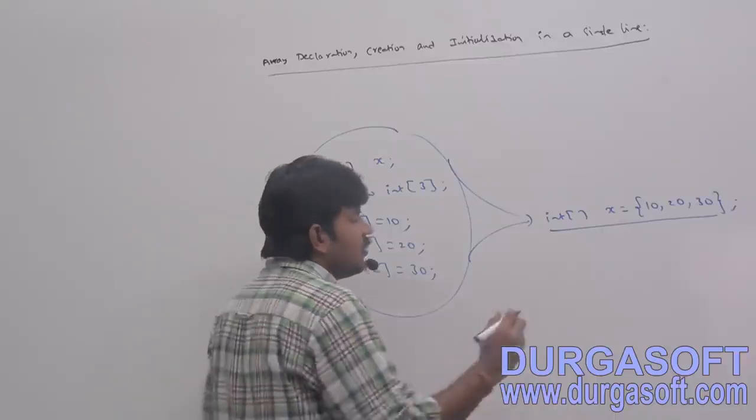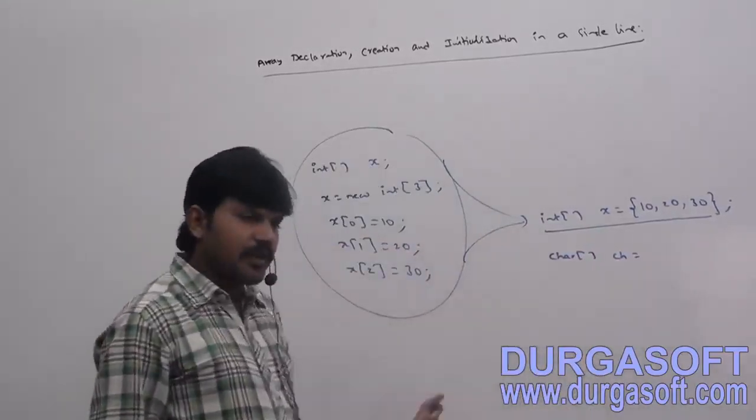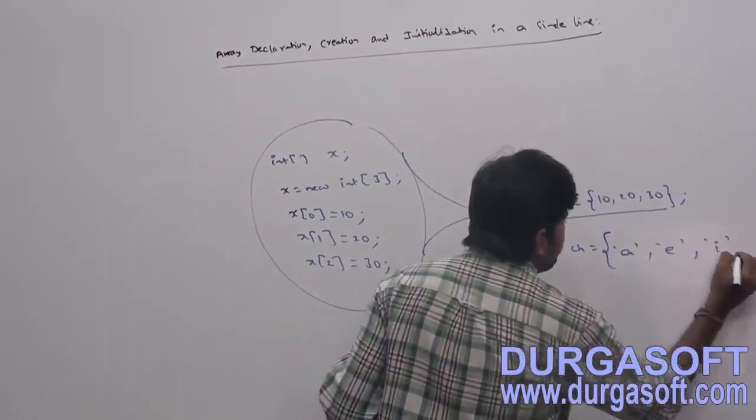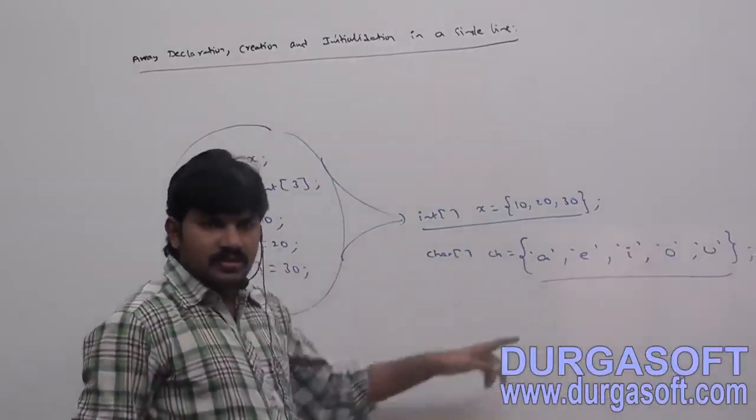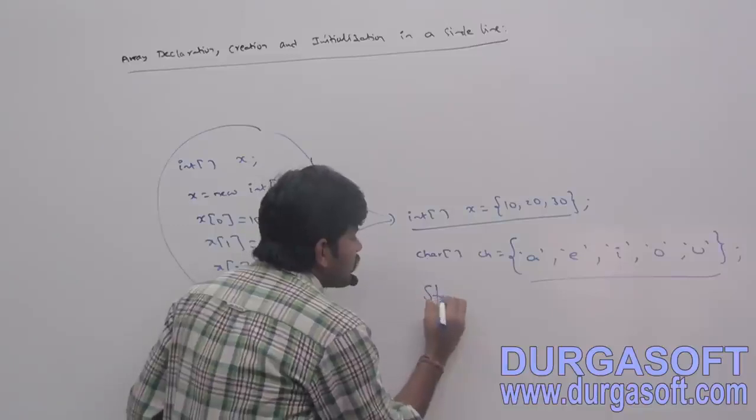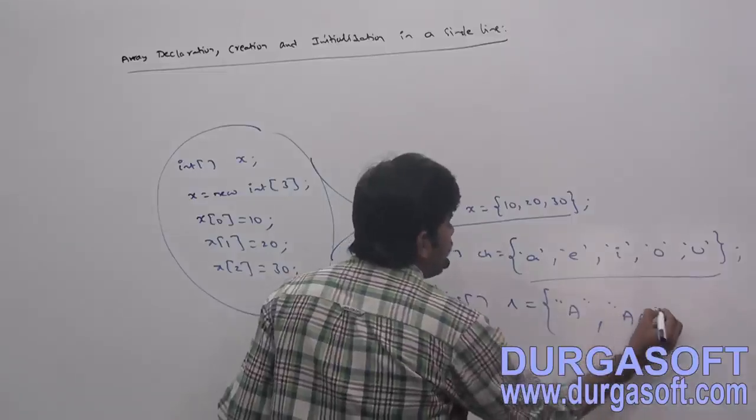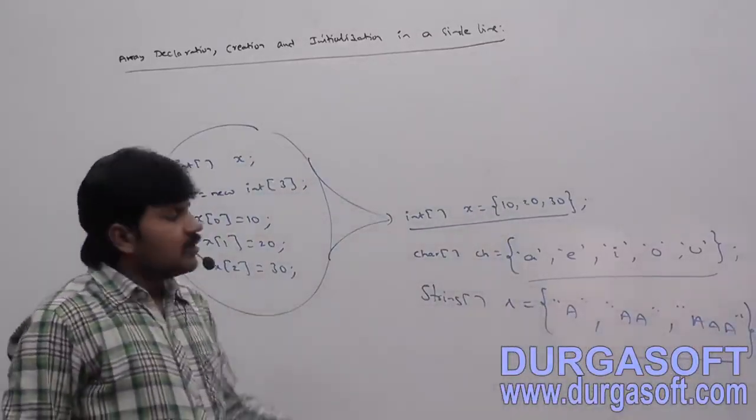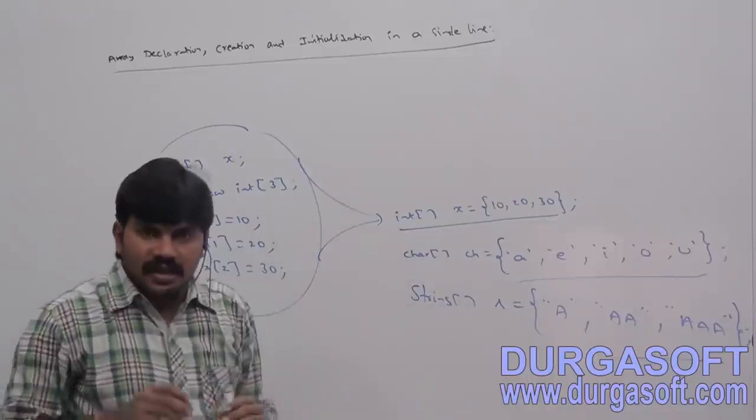Next, we can even use this for any array. Char array ch is equal to a, e, i, o, u. Are you getting what these are? A, E, I, O, U are nothing but vowels. So char array ch is equal to a group of characters. Next, string array s is equal to a group of string objects. This type of thing is nothing but a shortcut representation. We can declare, create, and initialize an array in a single line.